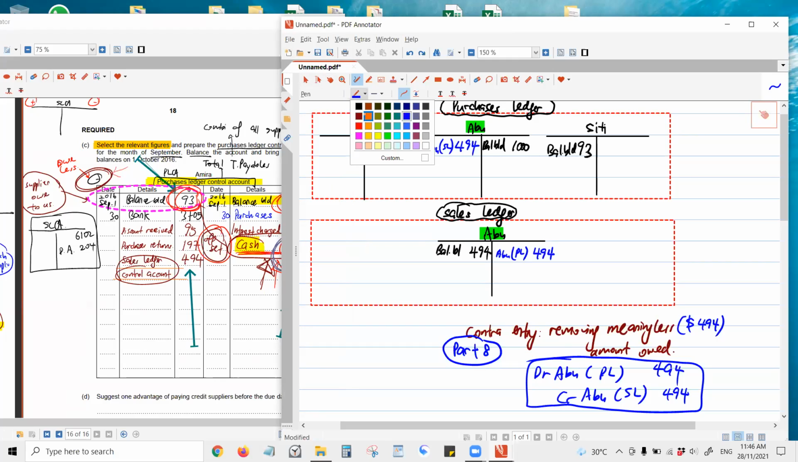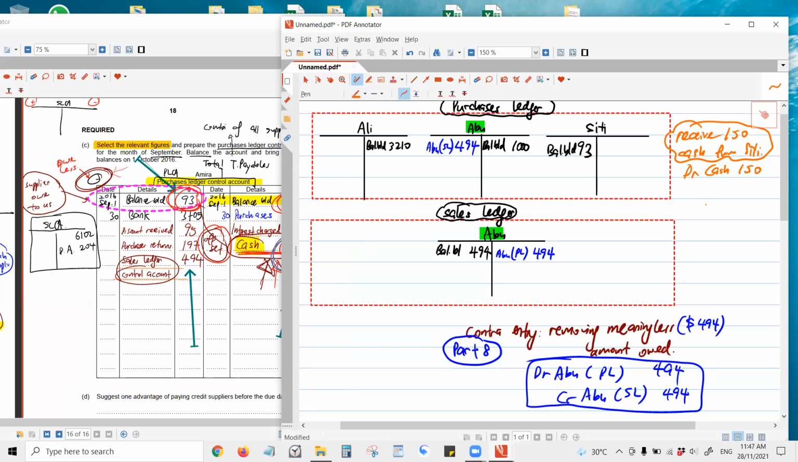What is your T entry when you receive money from City in the form of cash? Receive 150 cash from City. You will debit cash, right? This is a simple T entry, you know. Debit cash 150, credit City 150. Therefore, you put 150 here. Then you write cash. Now let me explain how this leads to the purchases ledger control account.